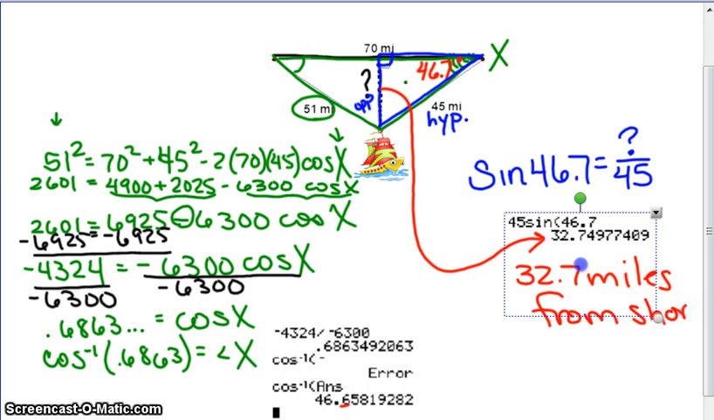That was a great problem. We got to do a lot of different things. We got to play with law of cosines and using it to find an angle. So there's a lot of inverse stuff going on. That was a good one.